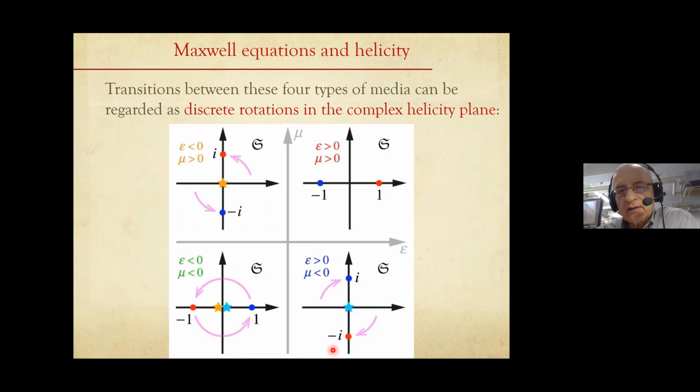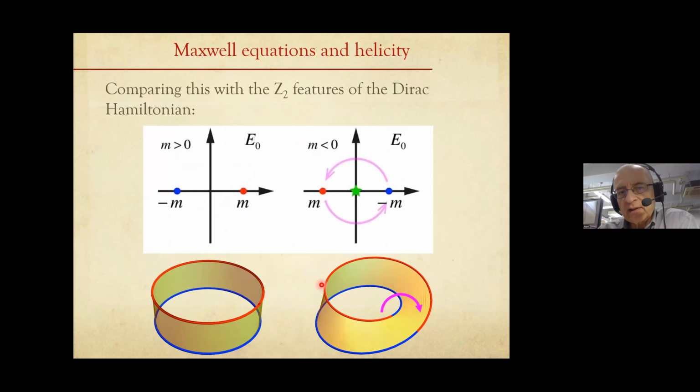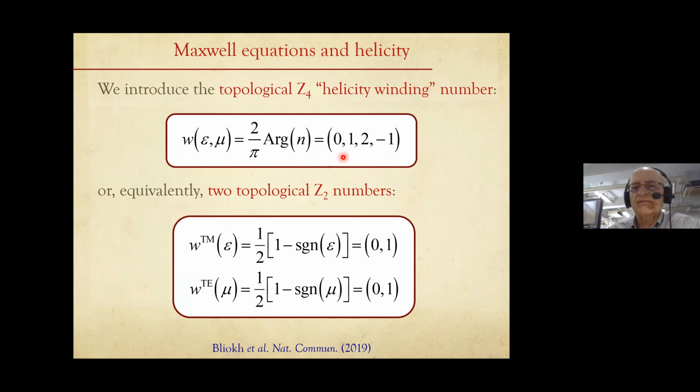The transition between these 4 types of media can be regarded as discrete rotations in the complex helicity plane. So you do pi/2, you map to epsilon negative mu positive. This is the origin here. And then you do pi, you're both negative, or minus pi, you get this one here. So this is the helicity version for light of what we saw before for fermions. So we can compare this with the Z2 feature Dirac Hamiltonian. Before we had this Z2, but in this case, there is a Z4 helicity winding number that has different values.